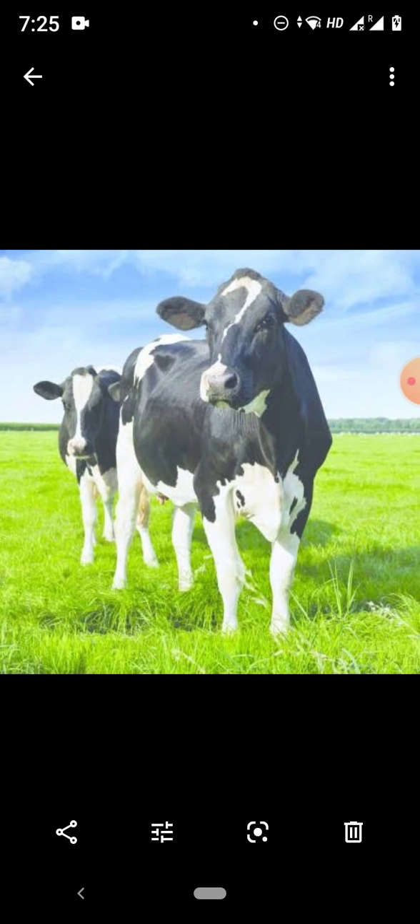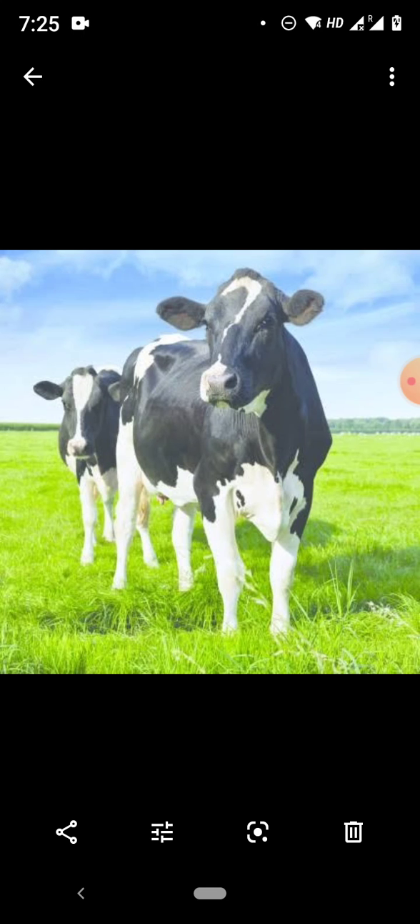The main component of these animals' food is cellulose. Cellulose is not digested by humans; it is only digested by these ruminants. So let us understand how the digestion of cellulose takes place in the ruminant animals.